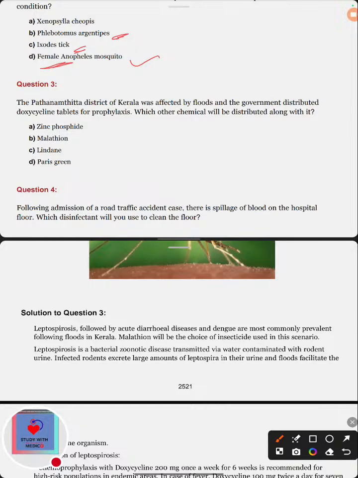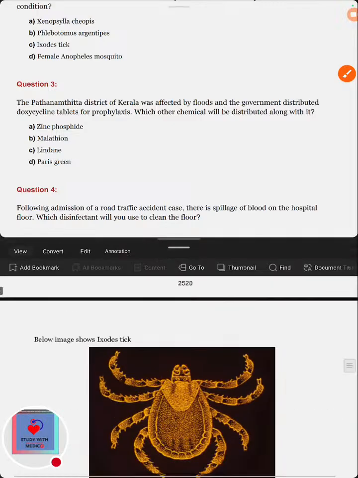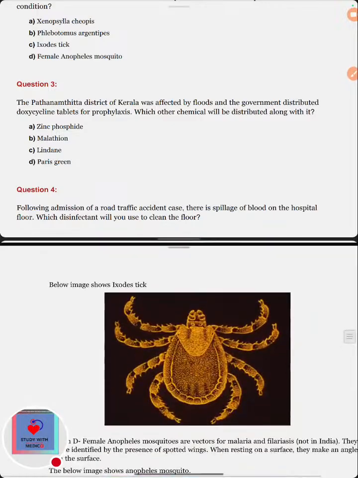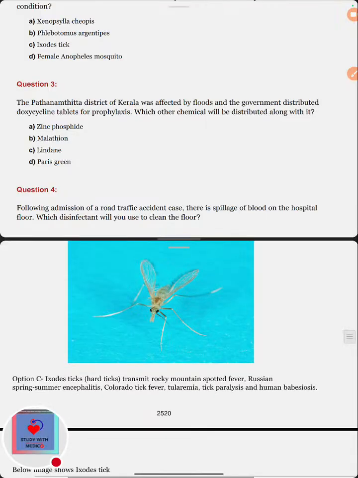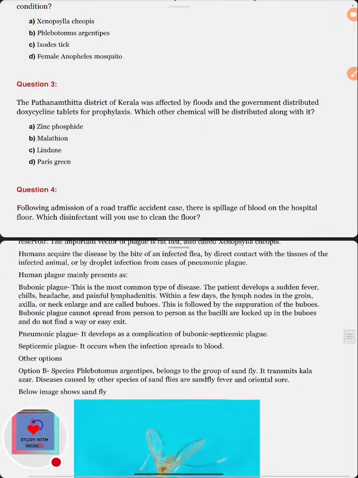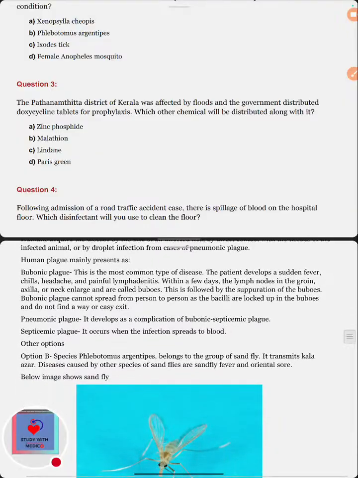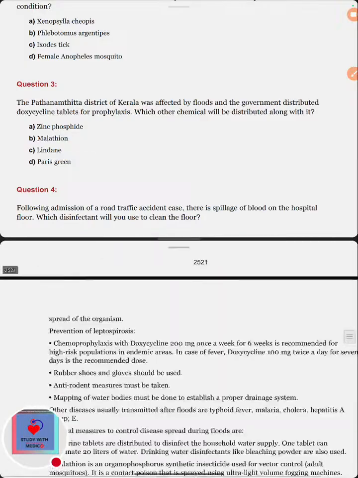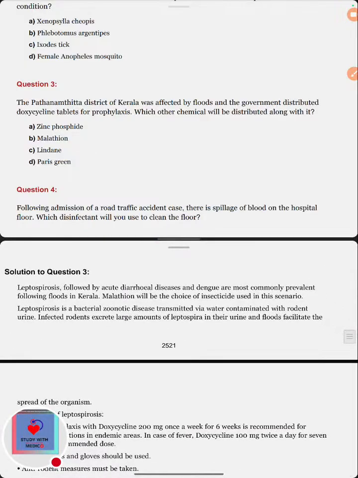and Phlebotomus argentipes. These are responsible for Kala Azar. Okay. Now moving to the next question. So the answer for the second one was Xenopsylla cheopis, which is the vector responsible for bubonic plague.